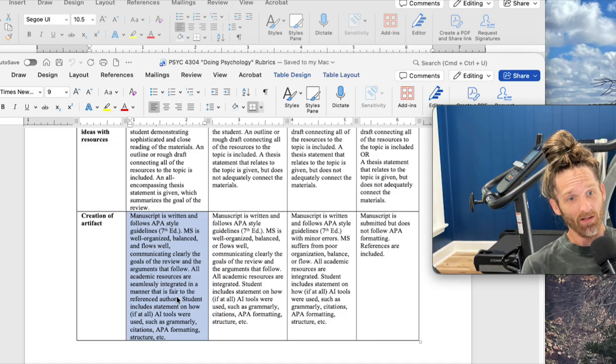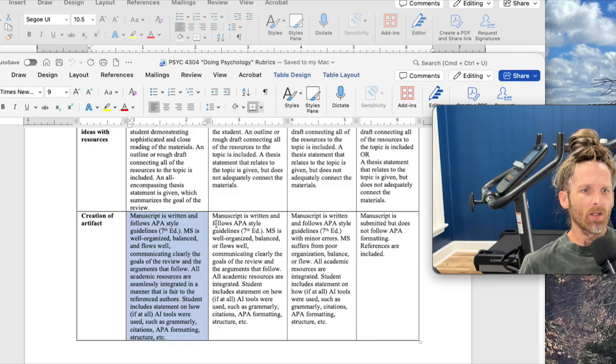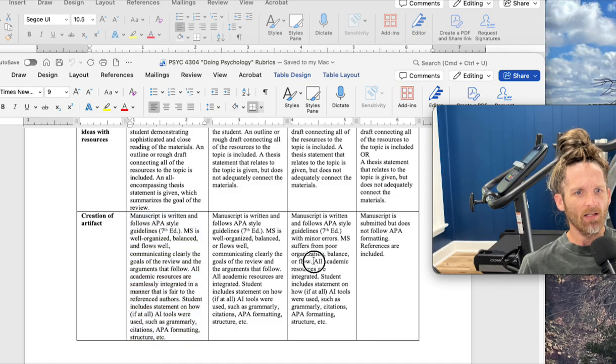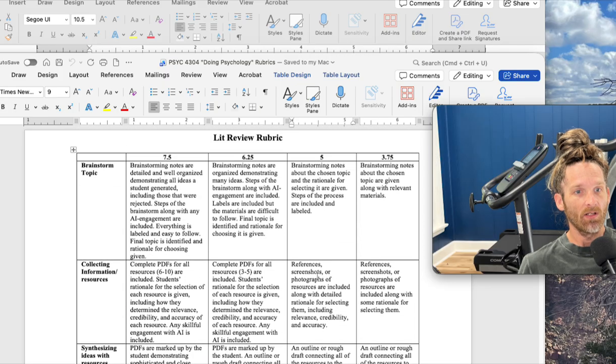Okay, so I would have to write. AI wrote all of this. So where would this land? Manuscript is written and follows APA guidelines. Communicating clearly the goals of the review. It still didn't communicate clearly the ideas. Suffers from poor organization, balance, or flow. Resources are integrated. So all academic resources are integrated. Students include statement. Okay, so that's where it would be another 5.